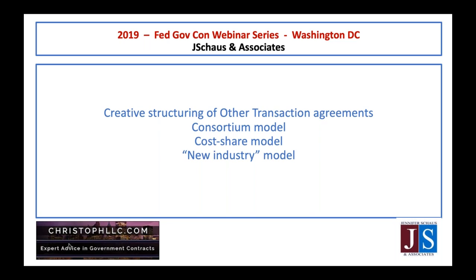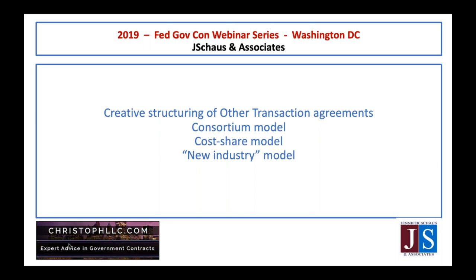So the cost share model is a very popular one in other transactions, since the idea is to open up cutting edge research and development and prototypes in new areas, in new technology. A cost share is one way of achieving that. And then the new industry model is something I touched upon. In this model, the idea is that the government will use another transaction or series of other transactions to literally create a new industry. These are the technologies of the future.